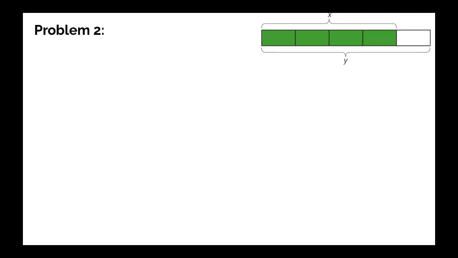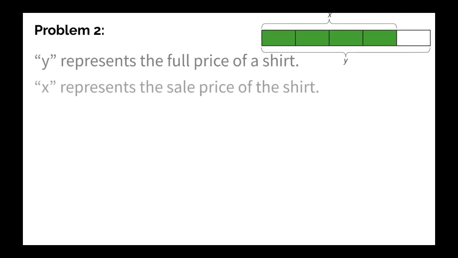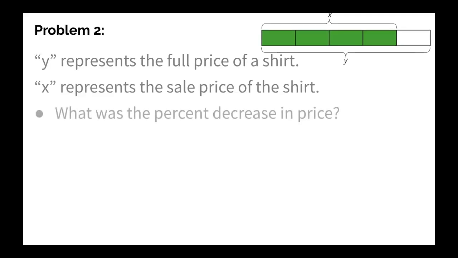All right, let's look at one more problem, this time with a decrease. Same exact diagram, but Y in this case is going to represent the full price of a shirt. And X is going to represent the sale price of the shirt. So could you figure out what the percent decrease in price was? Be careful, don't get fooled.